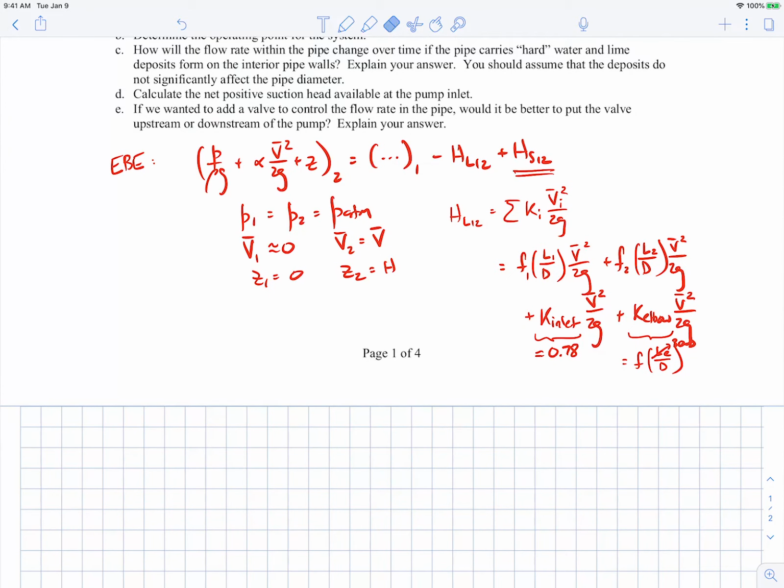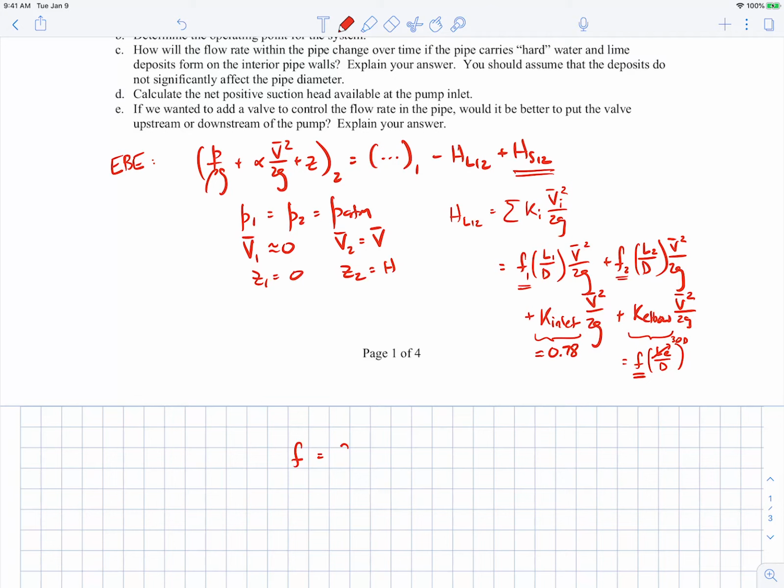So this will be equal to 30D. Let me clean that up. So this is 30 diameters there. That's the equivalent length. And again, this friction factor will be the same as this friction factor. By the way, all three of these friction factors are the same because it's all the same diameter of pipe, the same roughness of the pipe, and it'll all be the same Reynolds number.